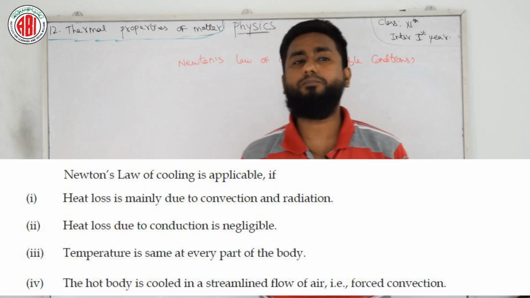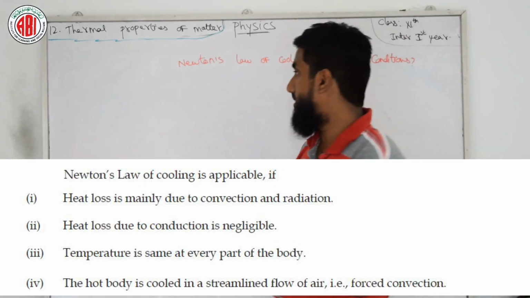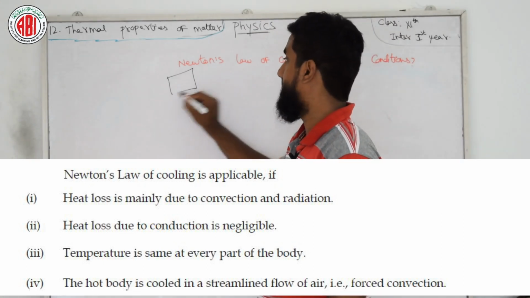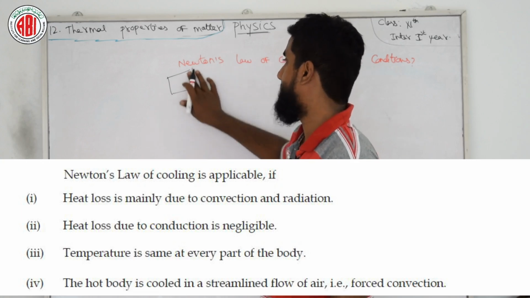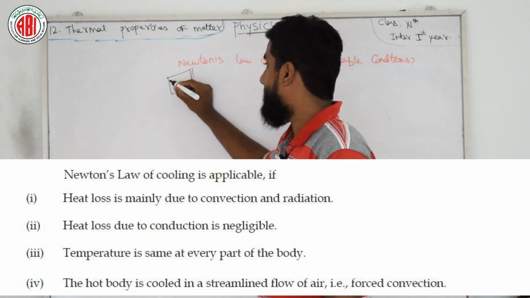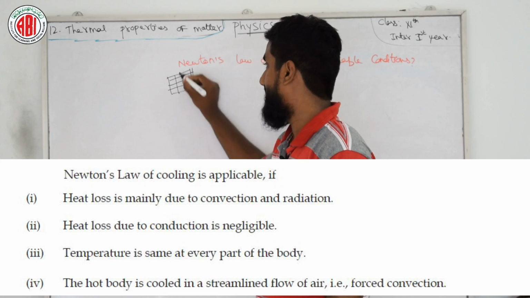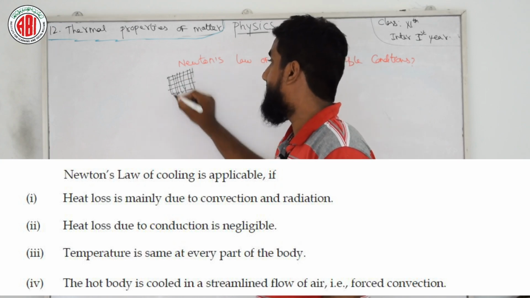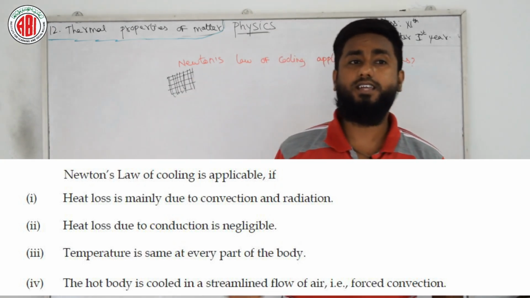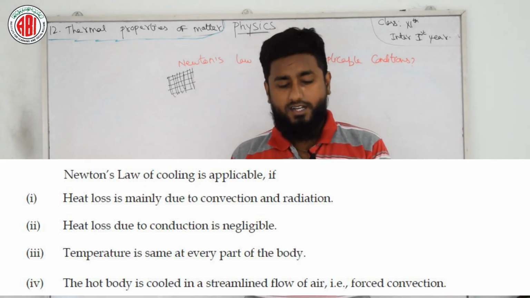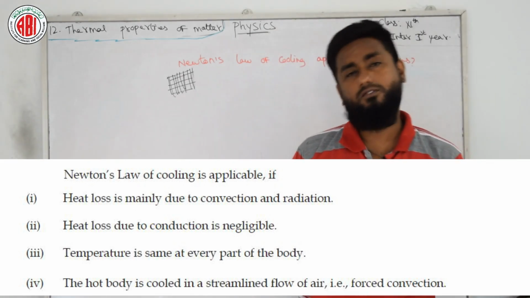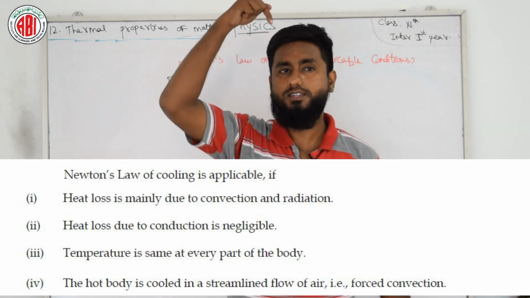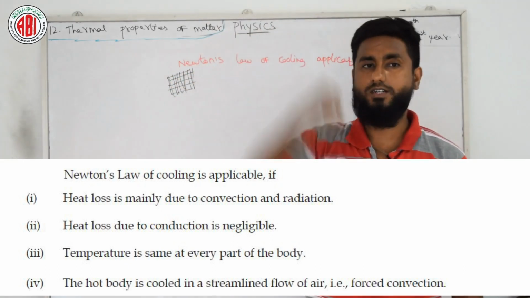And third point, it is saying that if we have an object with us, say we have this square, all the parts of the square need to be at the same temperature. And fourth point is saying that it has to be a streamlined flow of air. You can copy down this answer. This is one of the important answers.